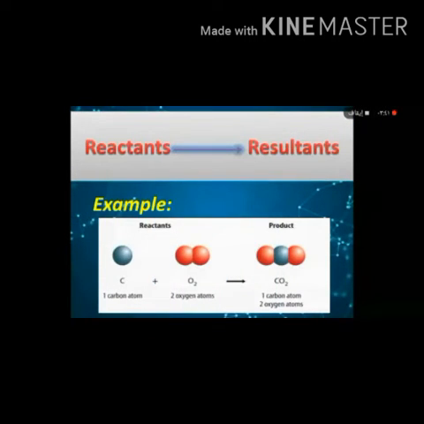For example, when we react one carbon atom with one oxygen molecule, we're gonna get one carbon dioxide molecule. But this carbon dioxide molecule cannot react back into the carbon atom and the oxygen molecule.